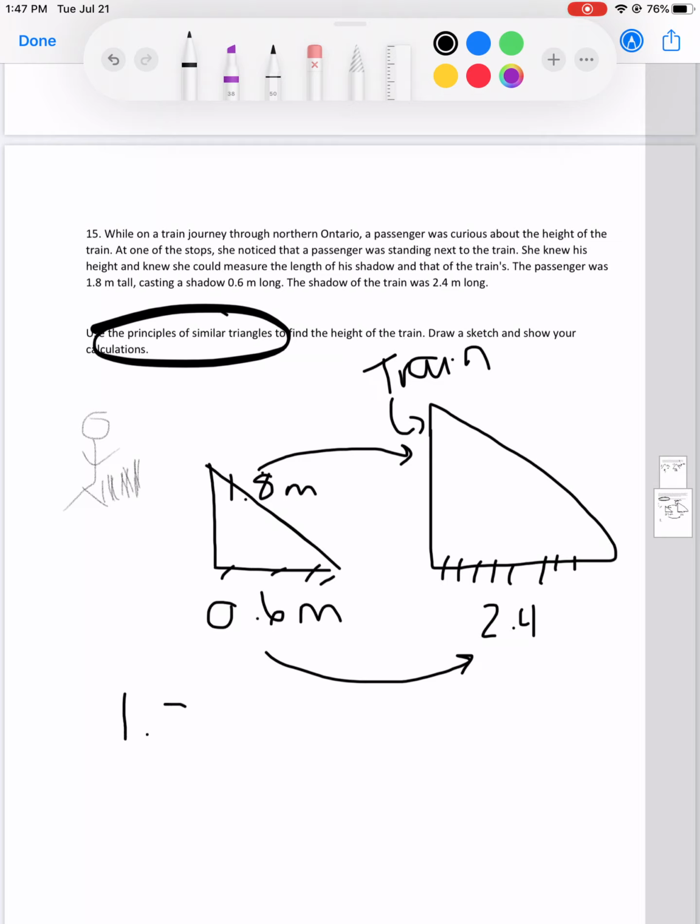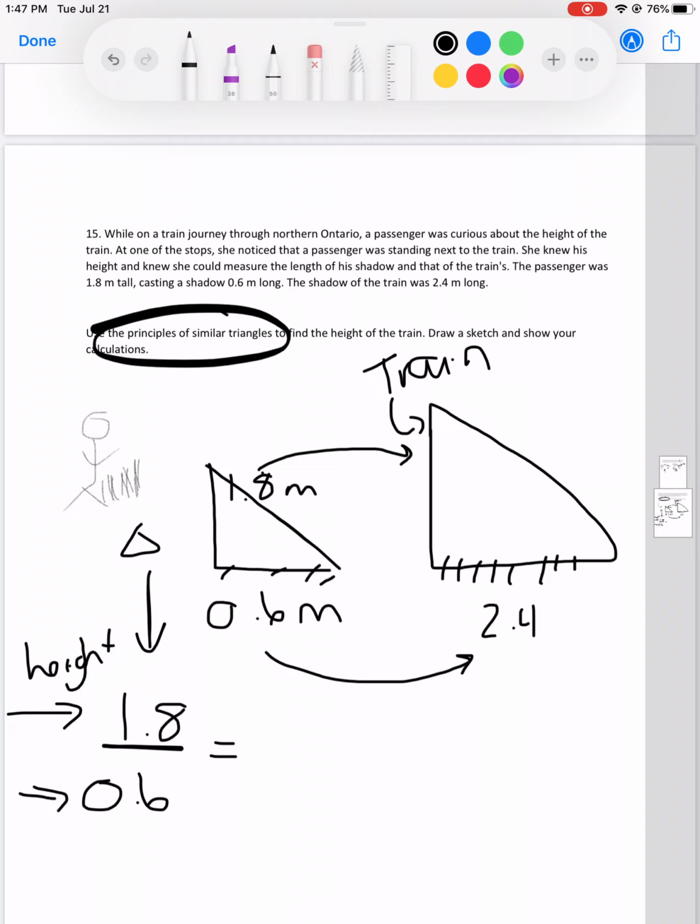So what I do is I set it up. 1.8 goes with, this is the same triangle. Okay, so these two are within the same triangle. This would be our height. This is the same units. And this would be our shadows. I'm just going to write shad. So that means this next section here has to be from the same triangle as well, so we have to set it up the same way. So the height of the train, we don't know, and the shadow is 2.4.